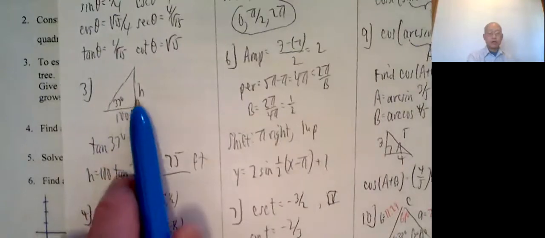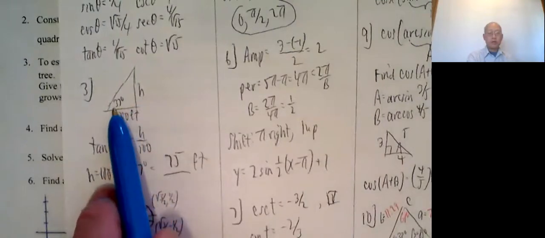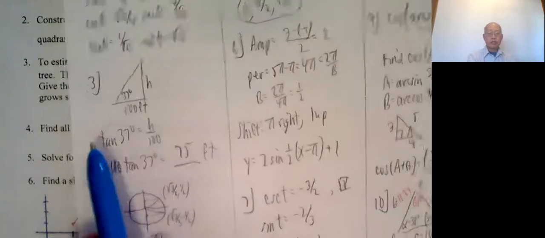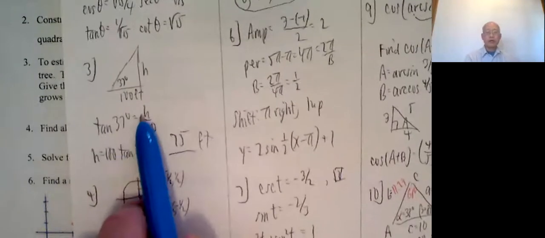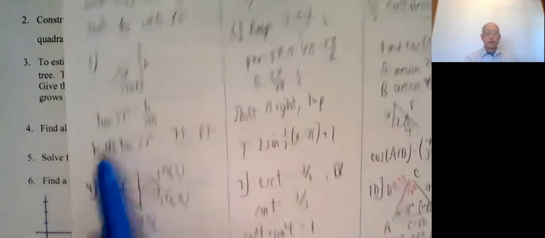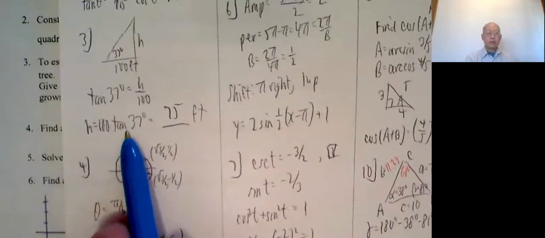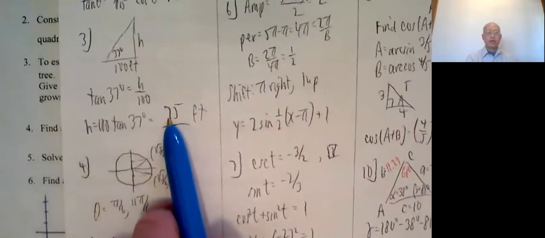So 100 feet, height we're looking for, 37 degrees. This is opposite, this is adjacent. So tangent of 37 degrees is h over 100, multiplied by 100. H is 100 tangent 37, and that comes out to be 75 feet.